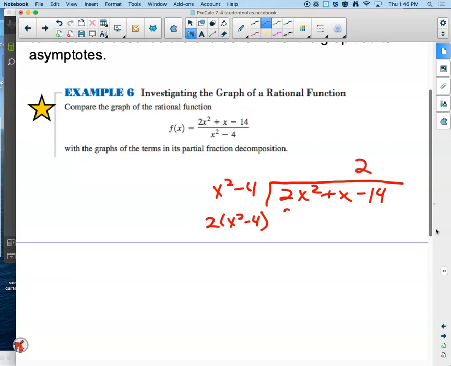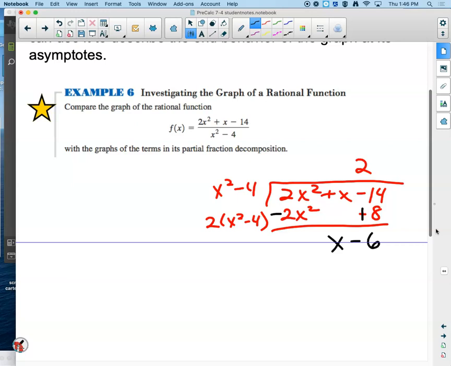And if we do that, we get 2x squared minus 8. I'm going to line that up over here with the 8 that we already have. Change the signs and add those. So 2x squared minus 2x squared is gone, but we will have the x that we haven't done anything with yet. And then we have this minus 6.